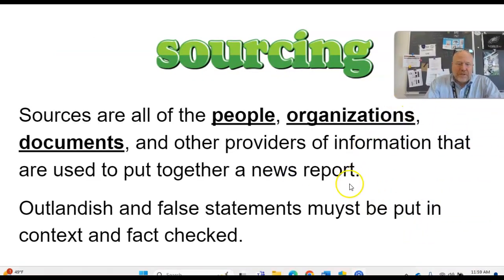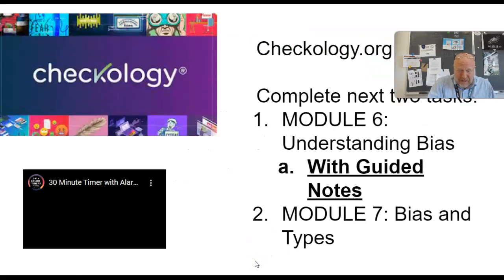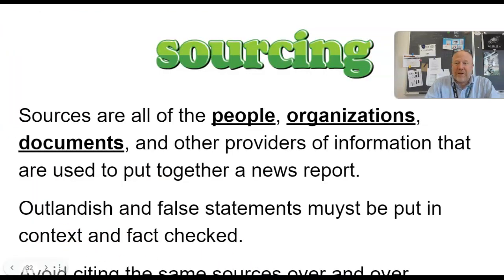Sorry about that. All the people, organizations, documents, anywhere we get information from, that's a source. If you have even this incredible source, you find a statement outlandish, completely crazy, or false, then you need to put it in context, fact check it. We'll talk, I think it's tomorrow, about lateral reading. Go and check other sources, make sure that that's an accurate statement. Another thing people do is they use the same source over and over. Avoid that. We need to make sure that we are using a variety of sources.